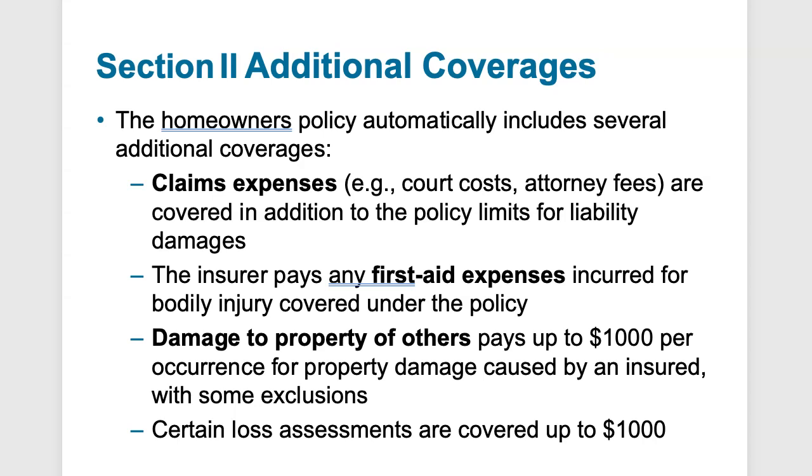Now, some additional coverages: homeowner policies automatically include several additional coverages. Typically, claim expenses, which are legal and court fees, are covered. First aid expenses, if any occur, will be covered under the policy. Damages to the property of others up to $1,000 will be covered. So if someone brings an expensive camera over to your house and you damage it, your home insurance will pay to repair or replace up to $1,000.